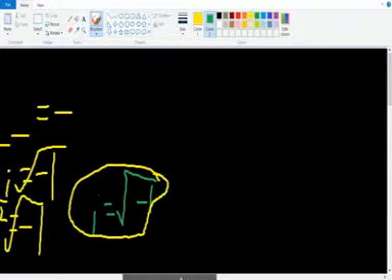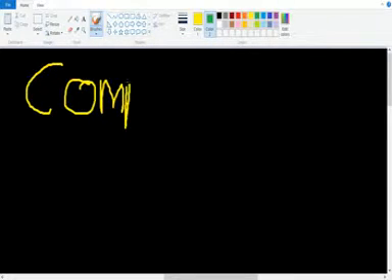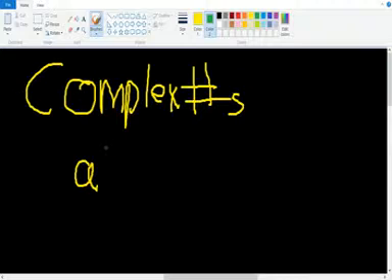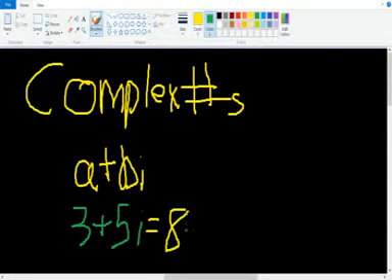And so i is used in a lot of places, and we'll start with complex numbers. Complex numbers are a combination of regular numbers and imaginary numbers. The standard form is a plus b times i. So a complex number example would be 3 plus 5i.